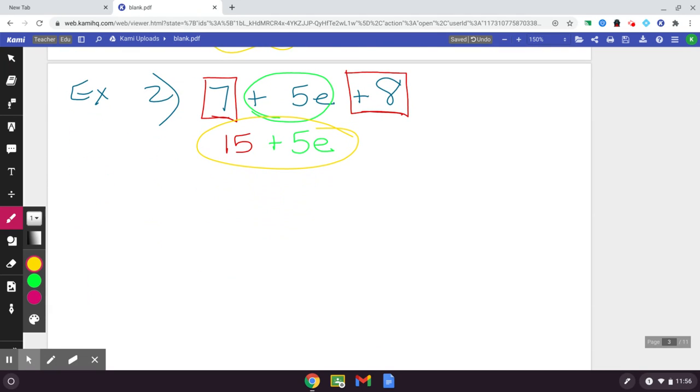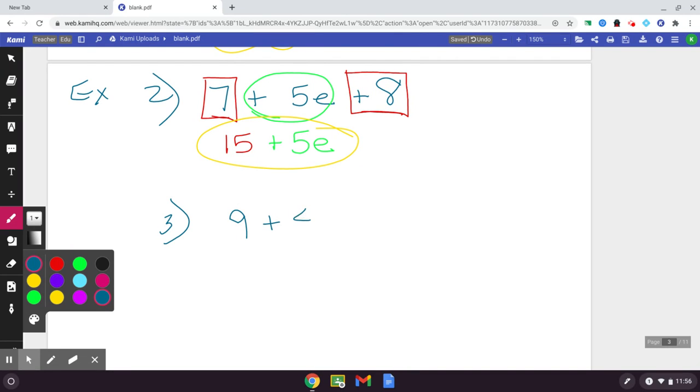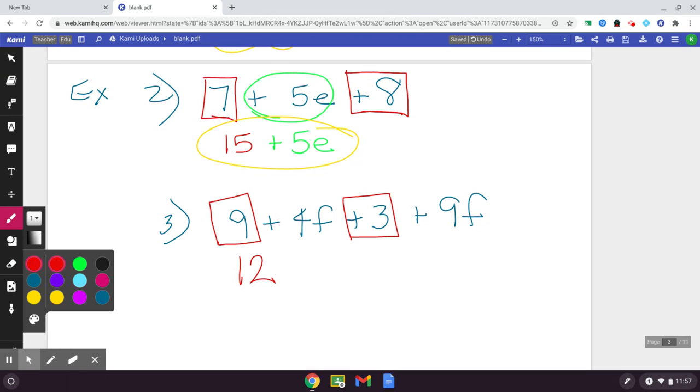All right, another example. All right, let's see, 9 plus 4f plus 3 plus 9f. All right, so I notice that I have a number all alone, a constant. Do I have any other constants? Yes, right here, positive 3. So those are like terms. I can combine those. So 9 plus 3 is 12, positive 12.